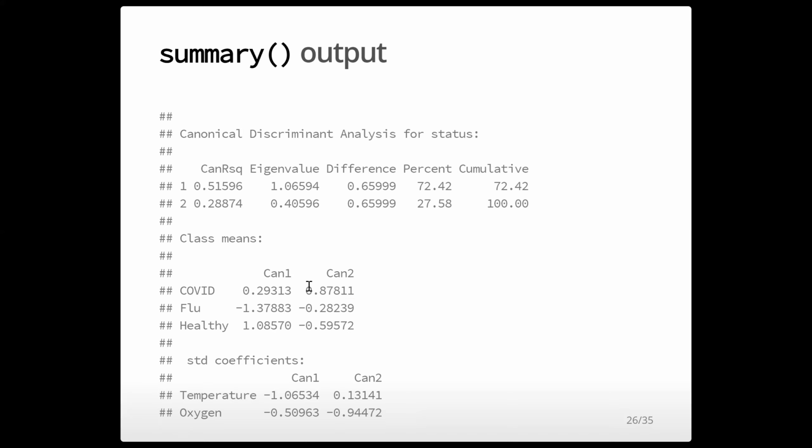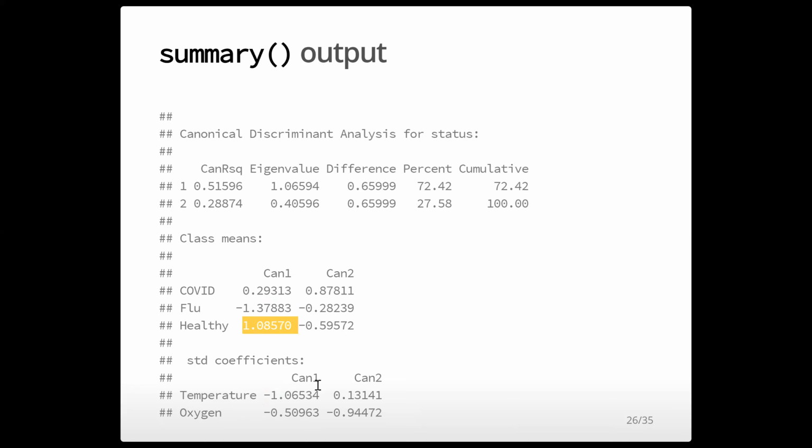So this looks like it's separating out COVID quite a bit more from the other 2 classes here. And then we can look at the coefficients to see which coefficients are driving the function. So we can see here for the first function, temperature is really driving it. And so this really makes sense with what we know about the estimated parameters. We know that we estimated that flu would have the highest temperature and that healthy would have the lowest temperature.